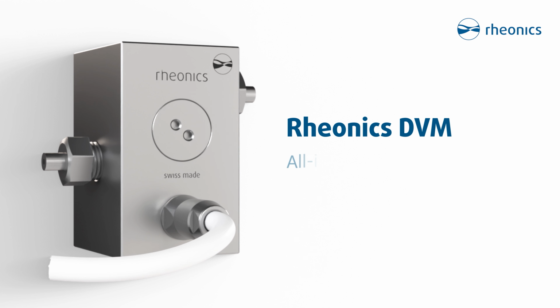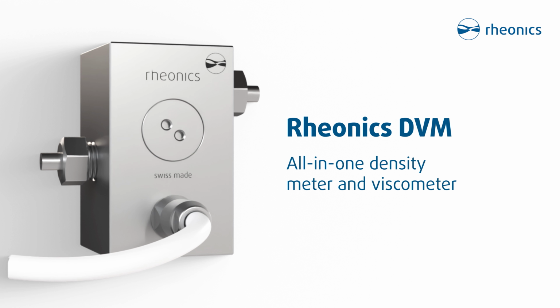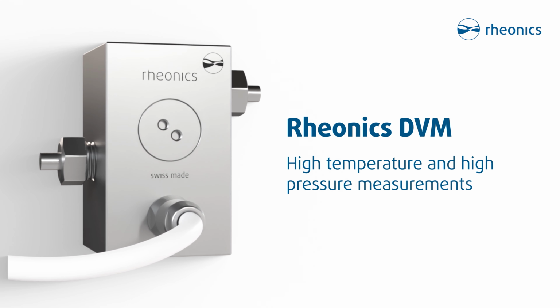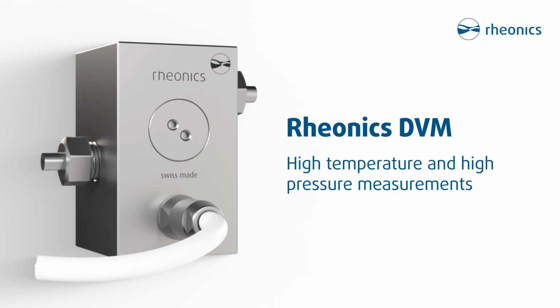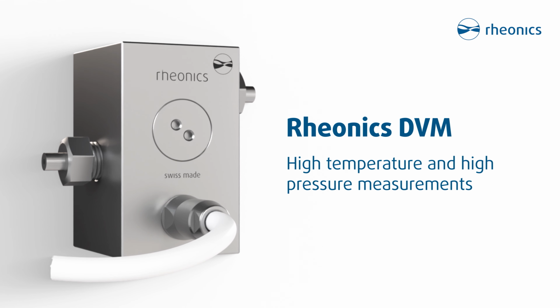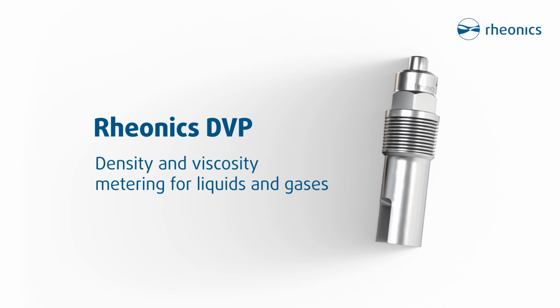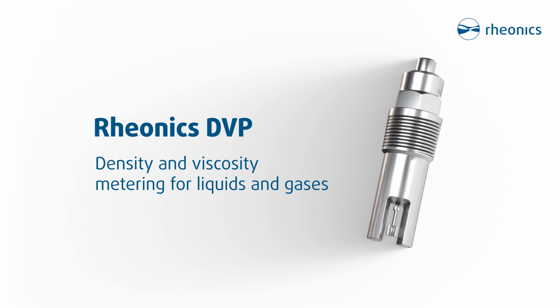We also offer the DVM sensor, our all-in-one density meter and viscometer designed for laboratory testing and at-line quality control. It can also be used for high-temperature and high-pressure measurements with a minimum fluid volume as required for PVT applications. And the DVP, our high-accuracy simultaneous density and viscosity meter for liquids and gases, generally used in LNG applications.